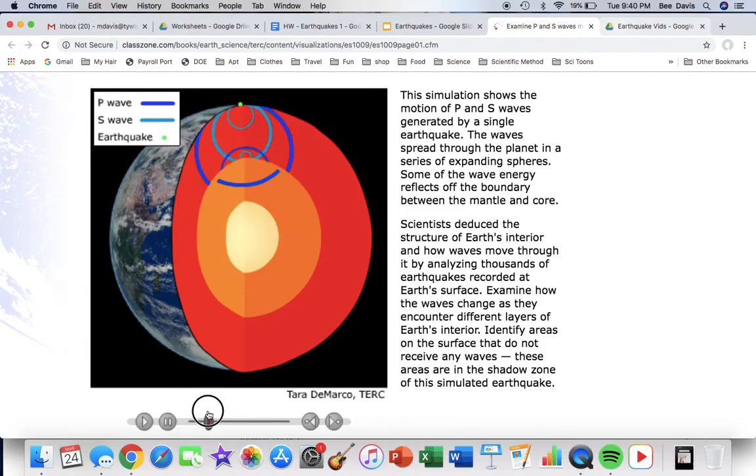As soon as it hits that liquid core, it bounces right back. It does not go through liquid. It goes down the side. The P wave, the dark blue, hits the liquid core, starts going at a different speed, then hits the solid inside the liquid core, and starts going at another speed. This is how scientists know what's in the Earth.